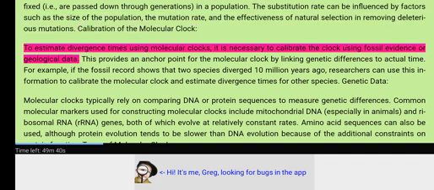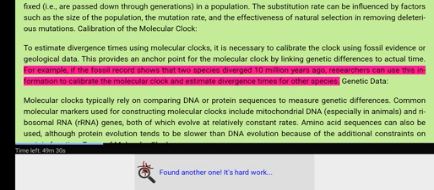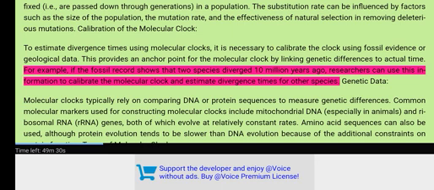Calibration of the molecular clock. To estimate divergence times using molecular clocks, it is necessary to calibrate the clock using fossil evidence or geological data. This provides an anchor point for the molecular clock by linking genetic differences to actual time. For example, if the fossil record shows that two species diverged 10 million years ago, researchers can use this information to calibrate the molecular clock and estimate divergence times for other species.